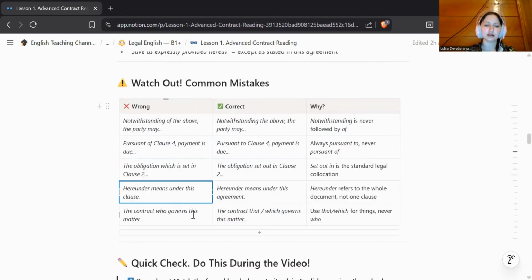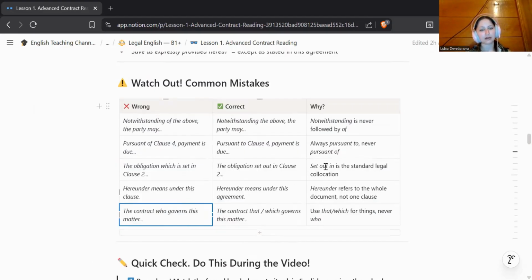Hereunder means under this clause. Hereunder refers to the whole document, not just one clause. So hereunder means under this agreement. The contract who governs this matter. The contract that or which governs this matter. So that or which is right.